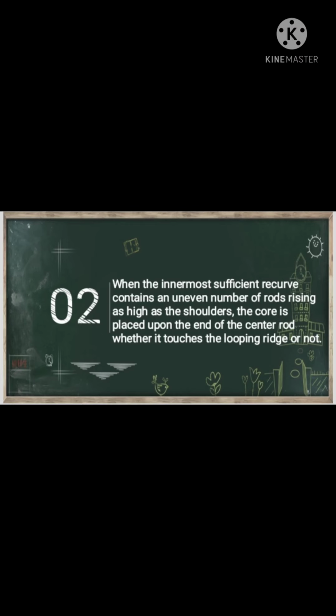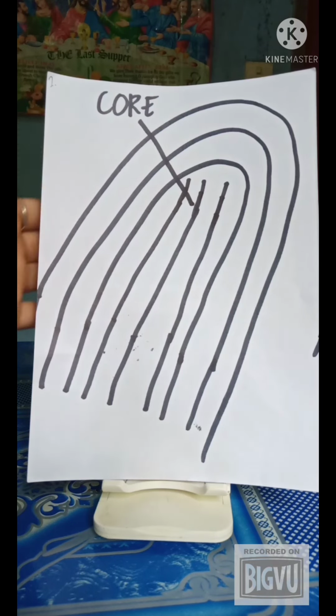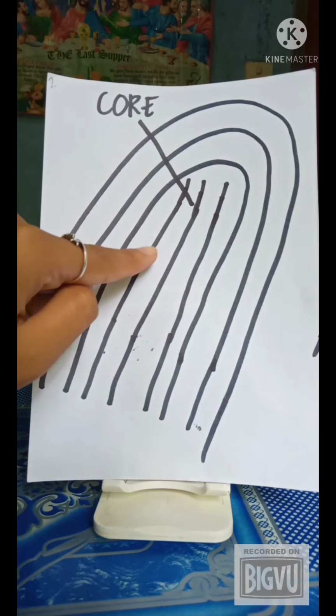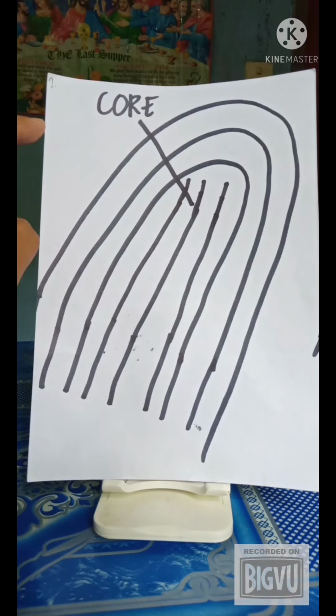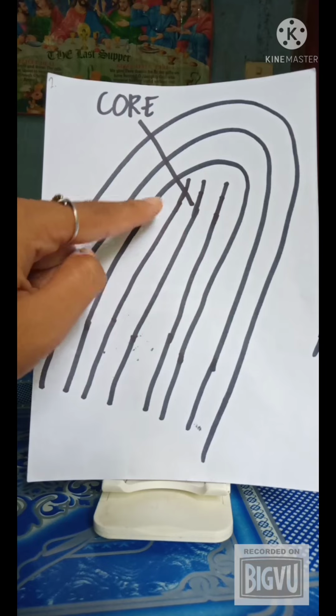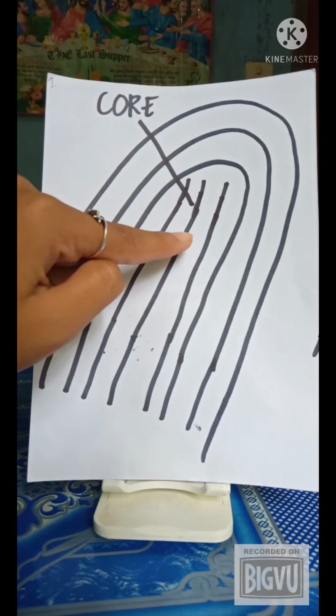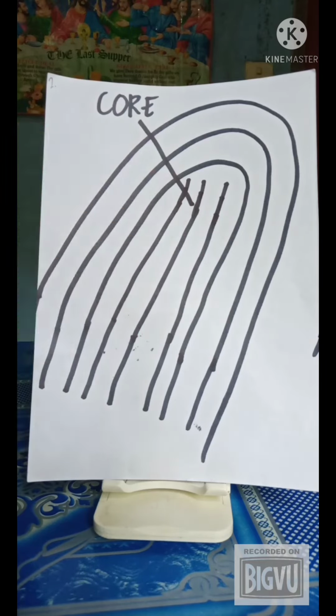Rule number 2: when the innermost sufficient recurve contains an uneven number of rods rising as high as the shoulders, the core is placed upon the end of the center rod, whether it touches the looping ridge or not. So in rule number 2, we have here three rods: rod 1, rod 2, and rod 3. And the core is placed at the center of these three rods. So here, this is the core.